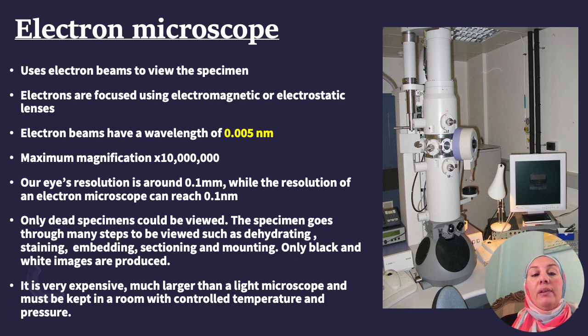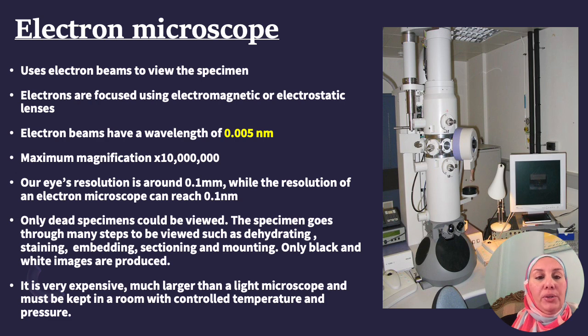Electron beams have a wavelength of, let's pause a little bit here, 0.005 nanometers. Do you remember the previous light microscope? It was 400 nanometers. So can you note the great difference between this size of wavelength and the light microscope? Well, how does that help us? It helps in many ways, and that's why I told you let's wait and talk about resolution in a minute. Wavelength affects the resolution of a microscope. So more is going to be said about resolution in a minute.